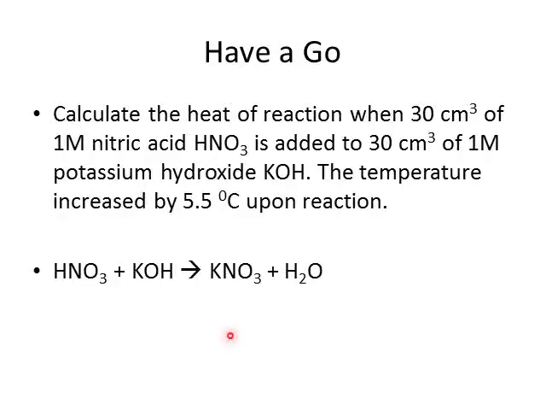Have a go at this one yourself. Calculate the heat of reaction when 30 centimeters cubed of 1 molar nitric acid, which is HNO3, is added to 30 centimeters cubed of 1 molar potassium hydroxide, which is KOH. The temperature increased by 5.5 degrees C upon reaction. You're then given the chemical equation. We check that it's balanced, and once it is, then proceed. So pause the video, have a go, and as always, the answer is on the next slide.